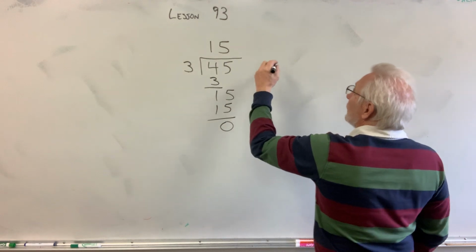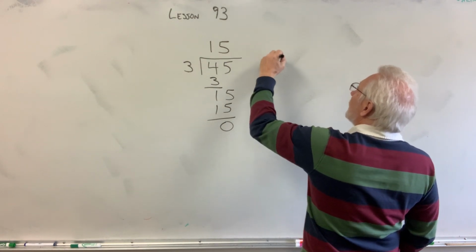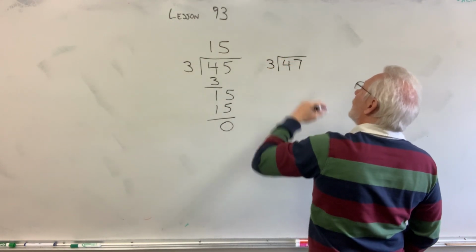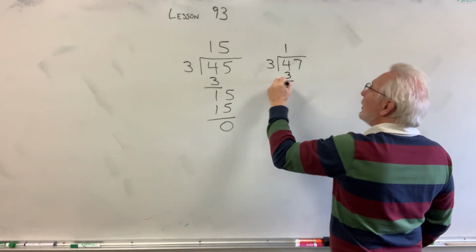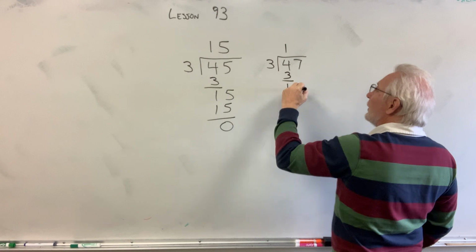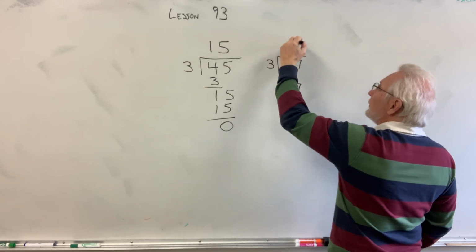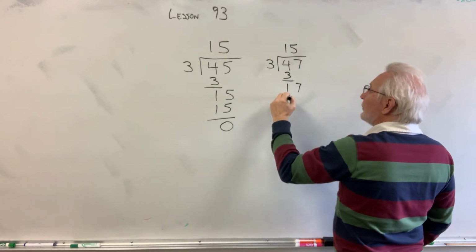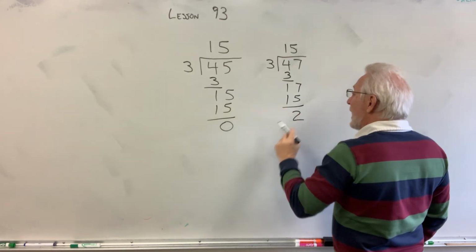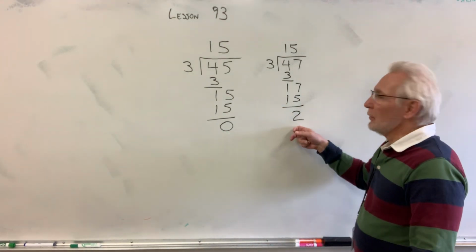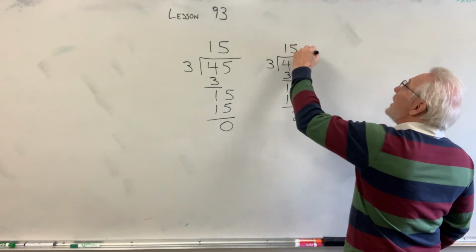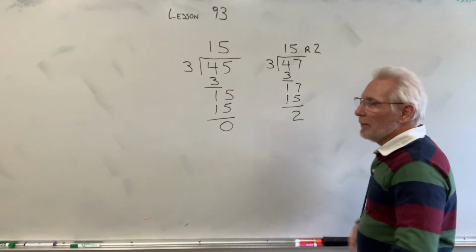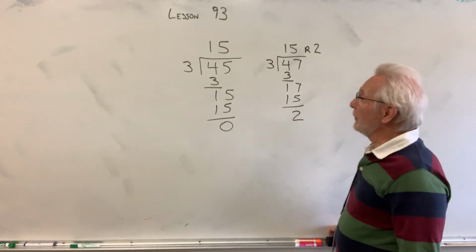It got tougher when we did this. We said 3 goes into 4 1 time. We subtracted. We bring down the 7. We said 3 goes into 17 5 times. 5 times 3 is 15. But now, instead of having a 0, we had a 2. Okay? Long ago, we used to go remainder 2. That was with Miss Graham in 3rd grade.